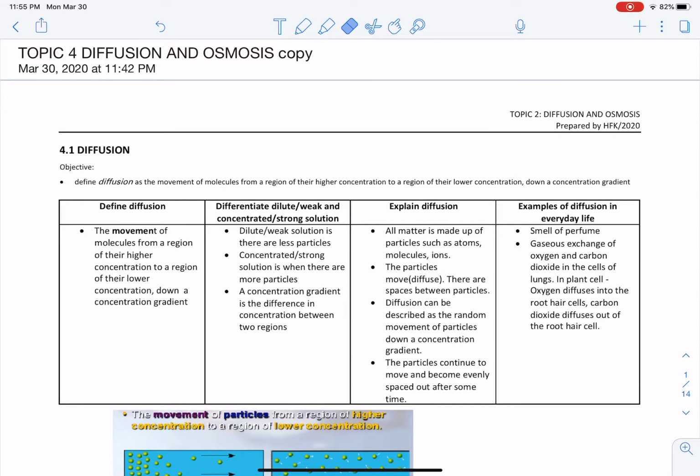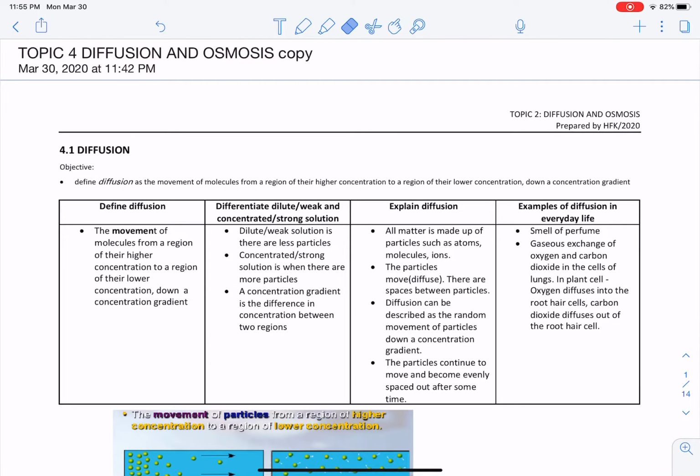Okay, Assalamualaikum. Today we're going to look at a new topic, biology: diffusion. So our learning objective today is to define diffusion. Now, you learned this in your Year 7 and Year 8.